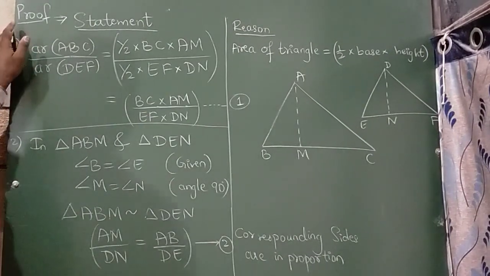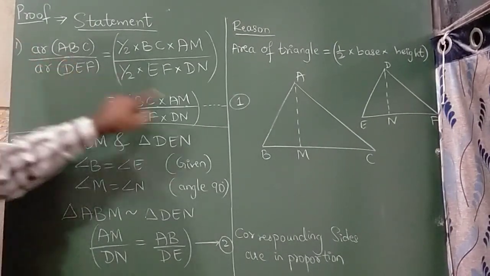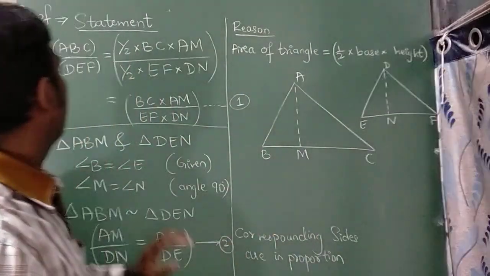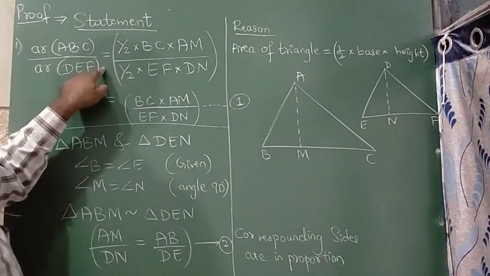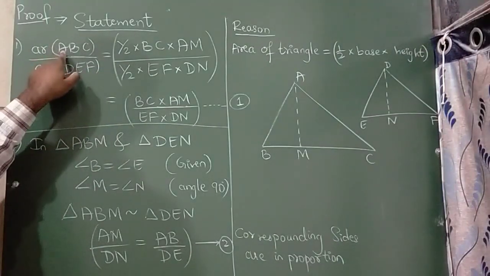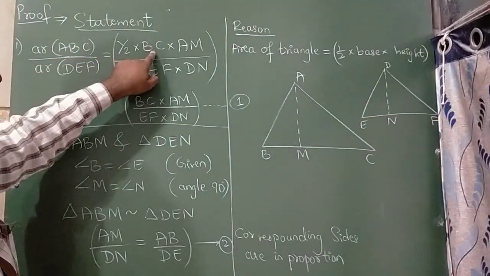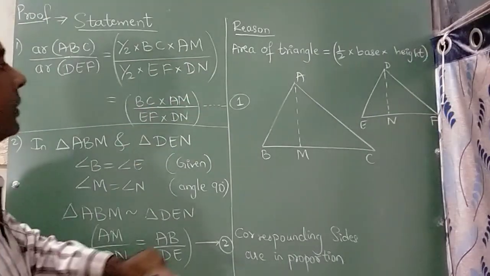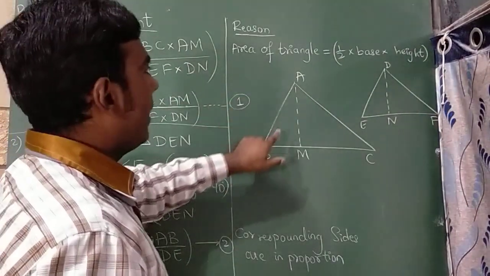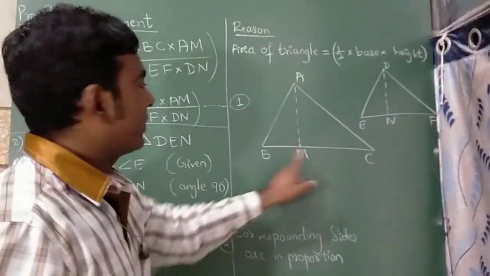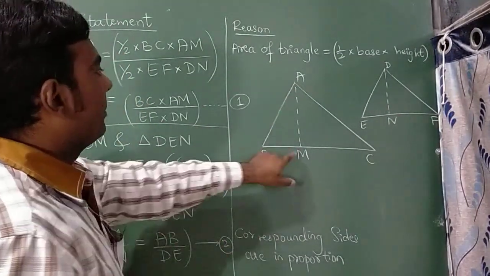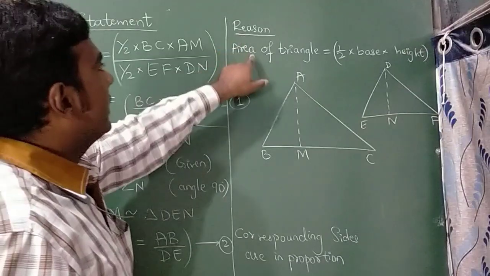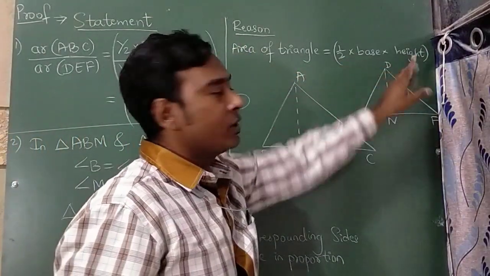Now the proof. Area of ABC upon area of DEF is equal to, when you take area of ABC, half base into height. Half base is BC and height is AM. The reason is area of triangle is half base into height.